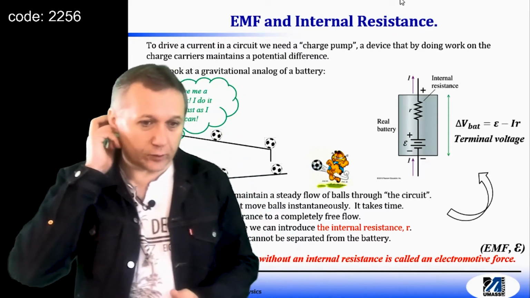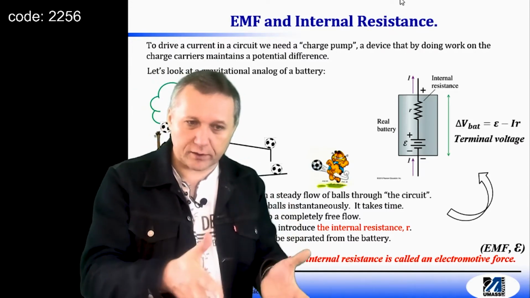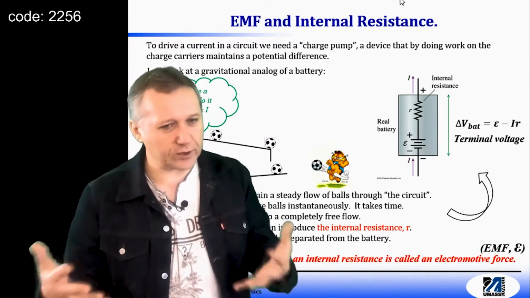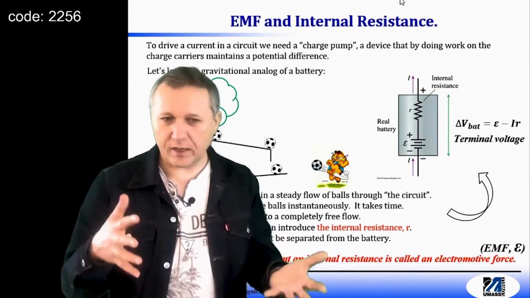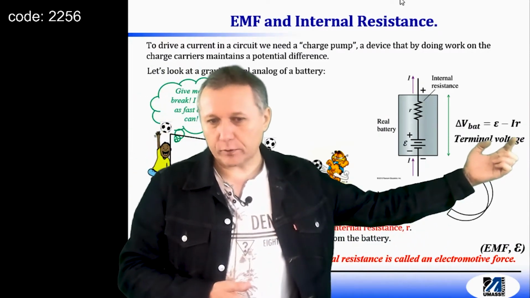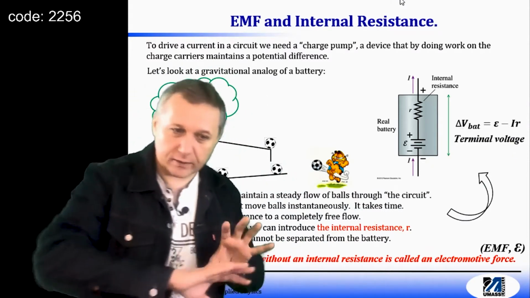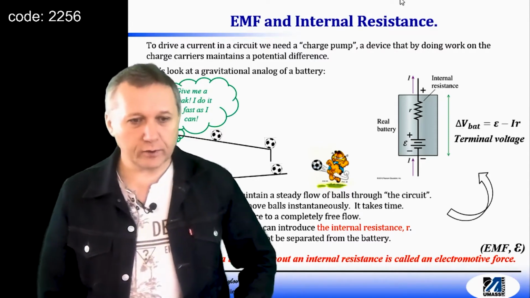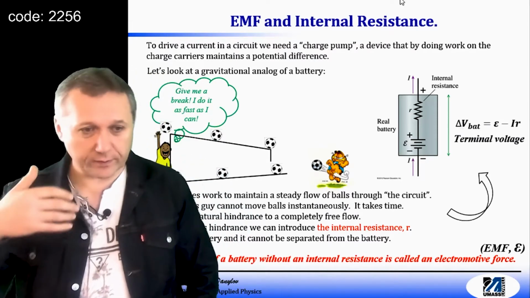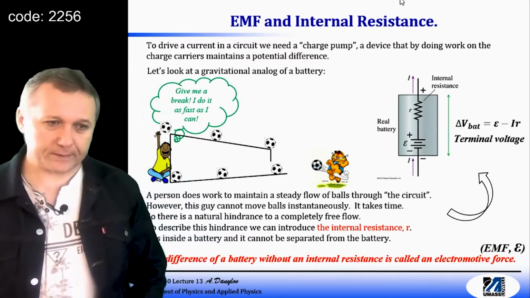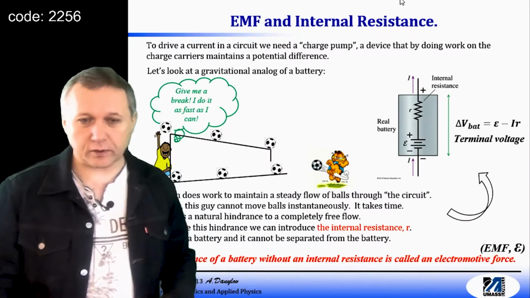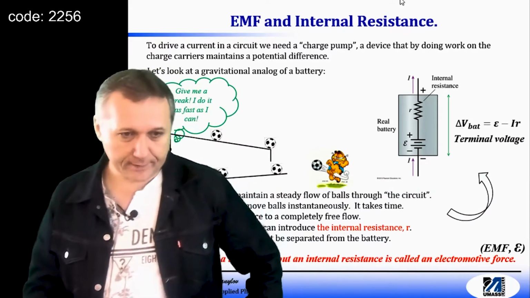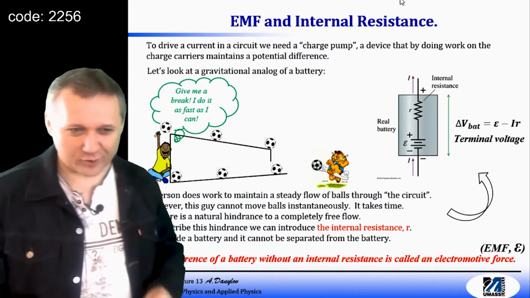For example, if you take a 9-volt battery and try to measure the potential difference across the battery when it is connected to a circuit, then most likely you will measure something like 8.8, maybe 8.9, because there is a voltage drop because of the internal resistance. But if you remove the circuit from the battery and measure with a voltmeter the potential difference across the battery, of course it will be very, very close to 9 volts. But if it is connected to the circuit, then of course you will measure the terminal voltage, and there will be a significant voltage drop across the internal resistor.